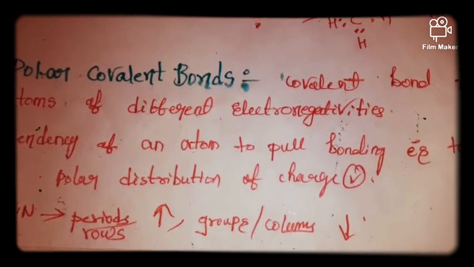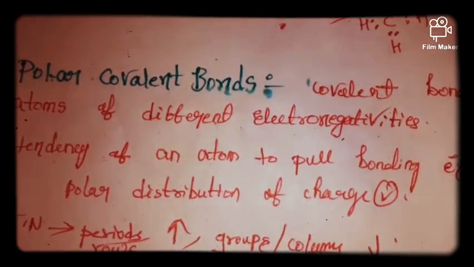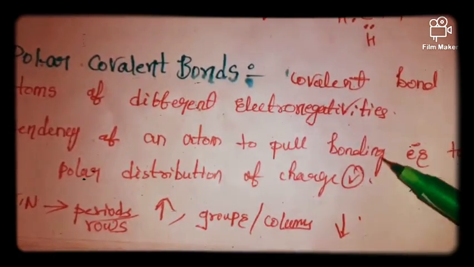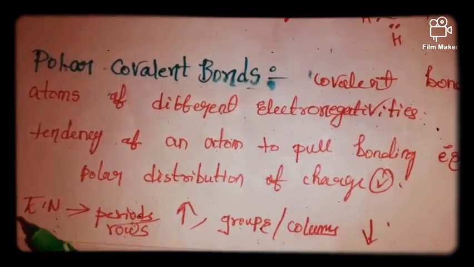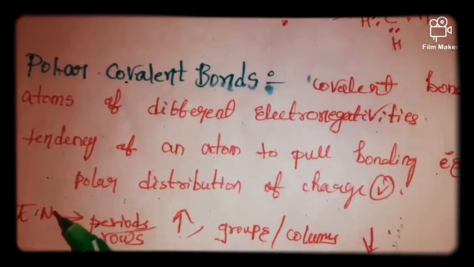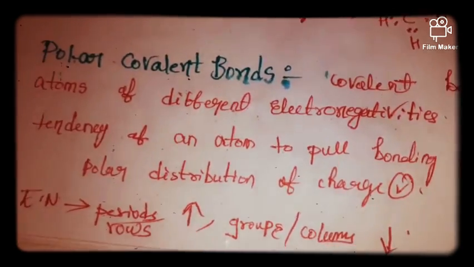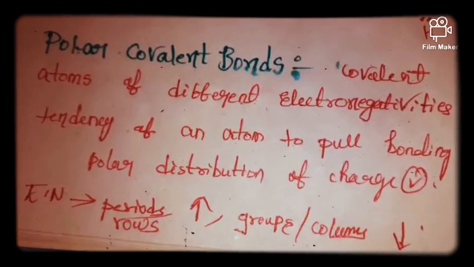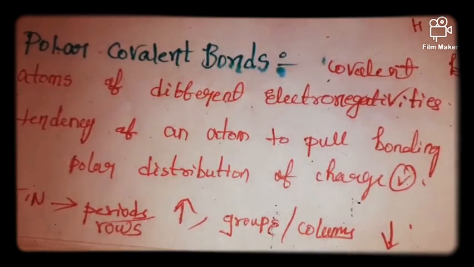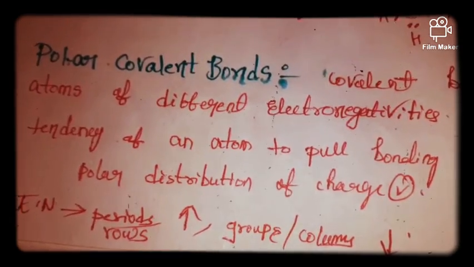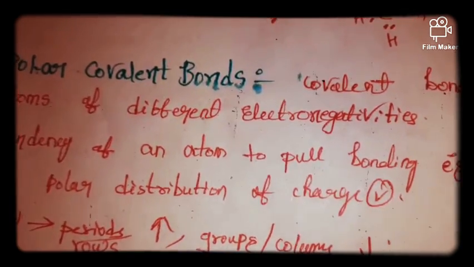Okay, see, in case of polar covalent bonds, polar distribution of charge is present. Here we already have an idea about this, right? Electronegativity in periods or rows increases. So if we move from left to right in periods or rows in the periodic table, electronegativity increases. In case of groups or columns, electronegativity decreases down the group.